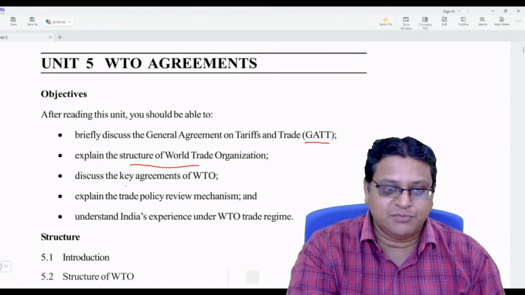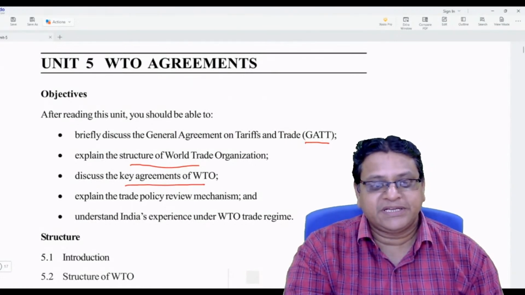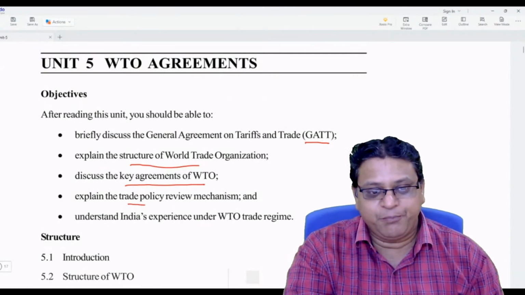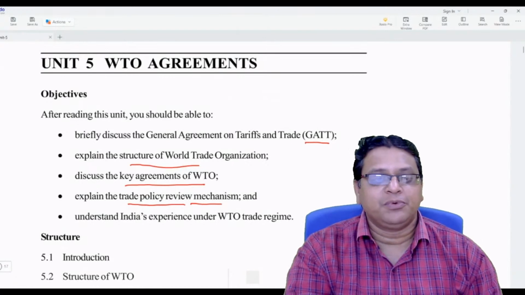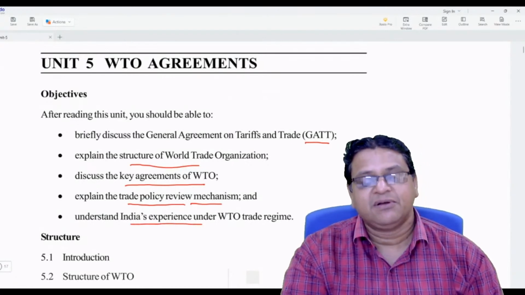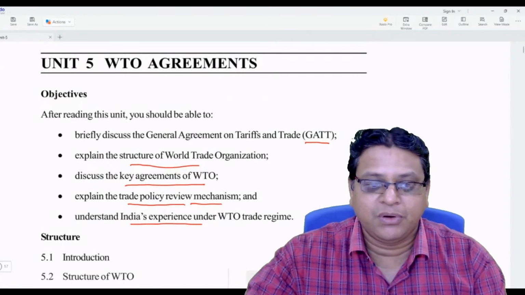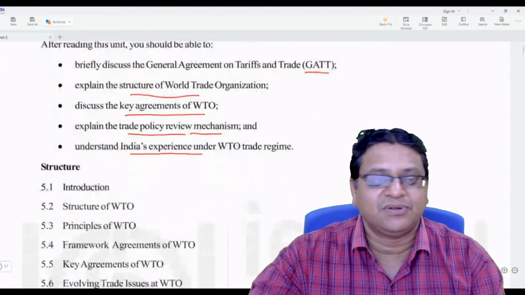Then we will discuss some key agreements made under WTO forum. Next we will explain the trade policy review mechanism under WTO. And at last we will discuss India's experience under WTO regime. Under WTO, whether India has progressed or not, we will discuss all these things.